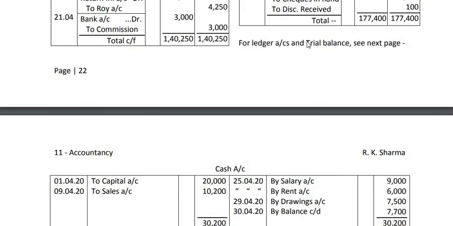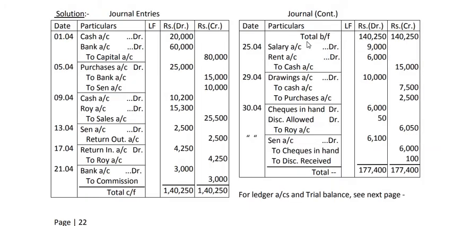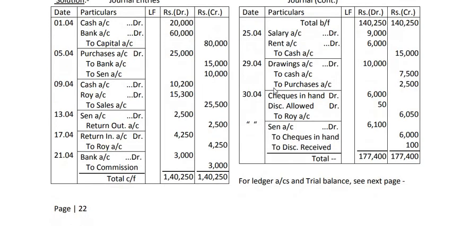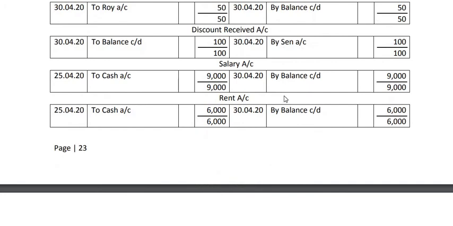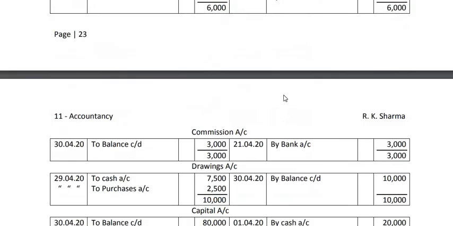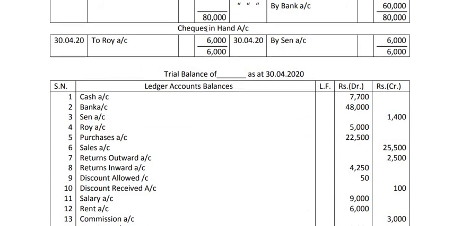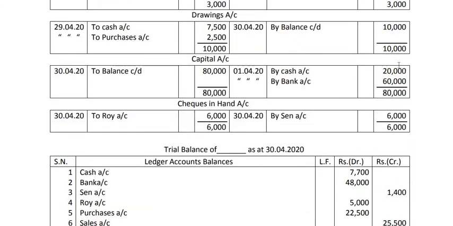Now we have to make posting to one remaining account, that is capital account. In capital account we can write by cash account and by bank account, these two figures. By cash account 20,000, by bank account 60,000. So I have written in capital account, see in capital account what I have written? I have written by cash account 20,000 and by bank account 60,000.